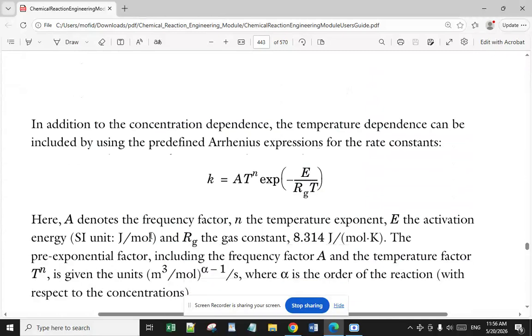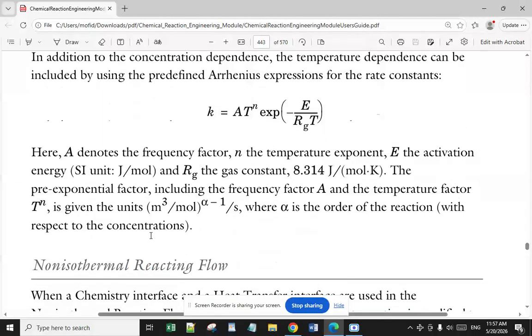In addition to the concentration dependence, the temperature dependence can be included by using the predefined Arrhenius expression for the rate constant, as follows. Here, A denotes the frequency factor and n the temperature exponent. E is the activation energy, based on the SI is joule per molar, and R_g the gas constant, which has the value 8.314 joule per molar Kelvin.